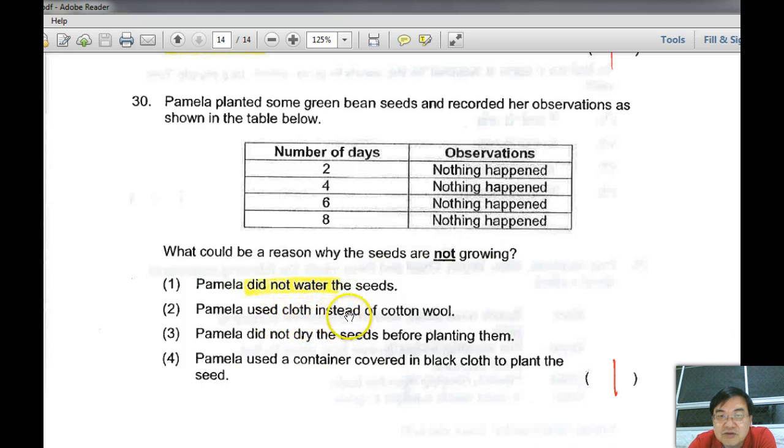Using cloth as the carpet, it doesn't matter. Pamela did not dry the seeds before planting. No, this does not matter at all. Pamela used a container covered in black. No, it doesn't matter. So once water is not present, nothing will happen. All right, hope you understand. Do your questions and read more on plants and the life cycle of plants. Thank you.